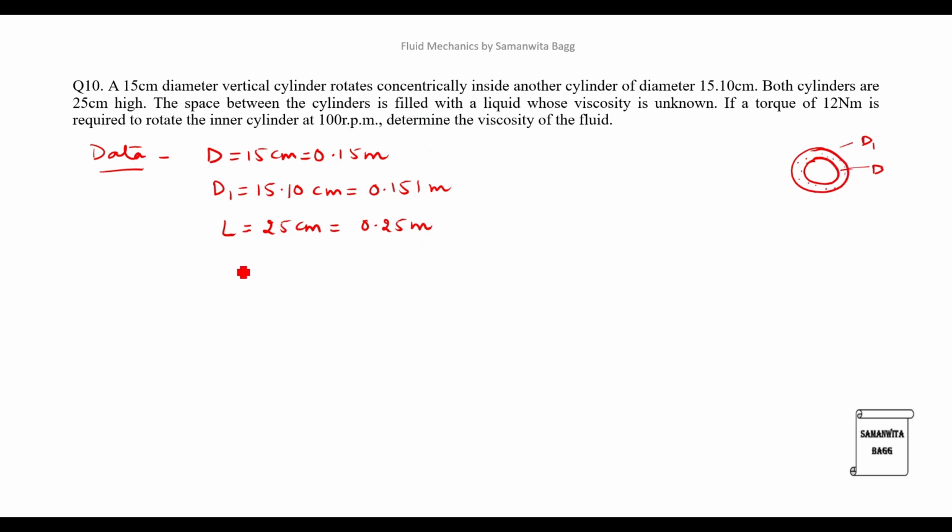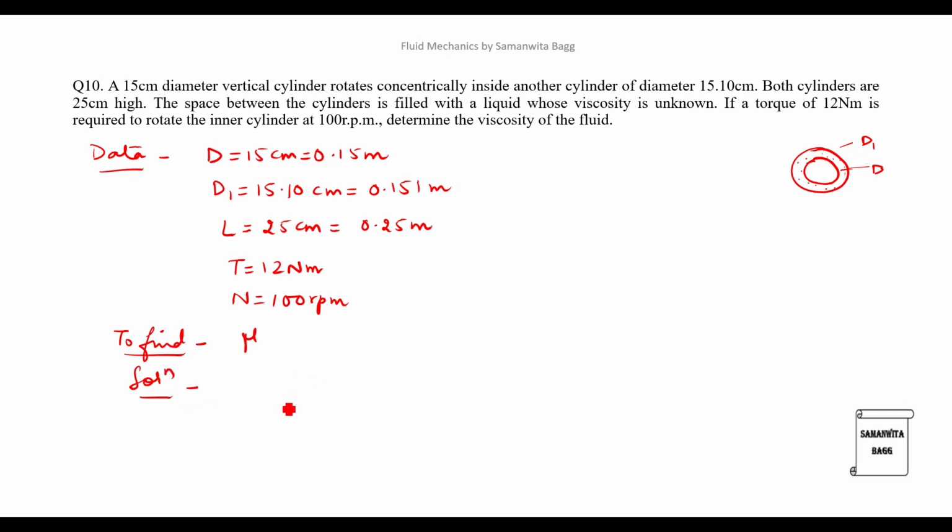If a torque of 12 Newton meter, so torque is T, is required to rotate the inner cylinder, that is this cylinder, you want to rotate this at 100 rpm. So speed is given. Determine the viscosity of the fluid. You need to find the value of mu.